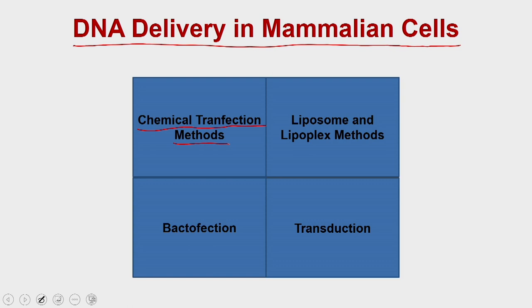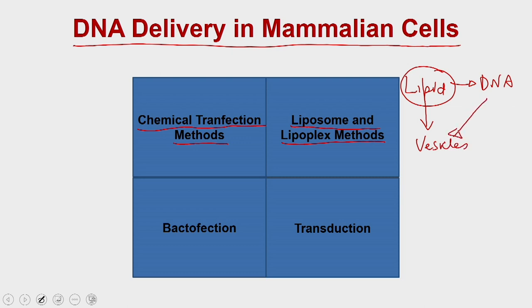Whereas in the other approach, where people use liposome or lipocomplex methods, they are using lipids, and these lipids make a complex with DNA, or in some cases these lipids form vesicles, and these vesicles engulf the DNA, and then these vesicles fuse with the host cell, and as a result the recombinant DNA is delivered to the mammalian cells, and then it reaches the nucleus and expresses the recombinant gene that you have put into this recombinant DNA.